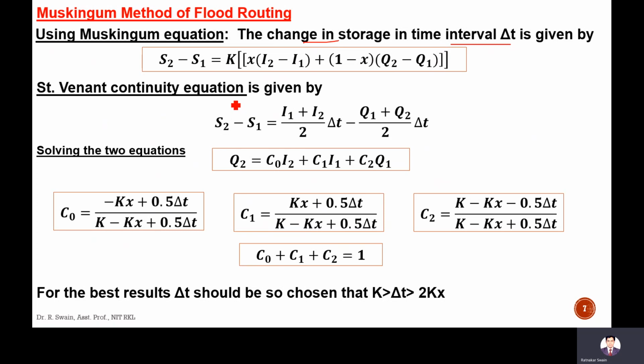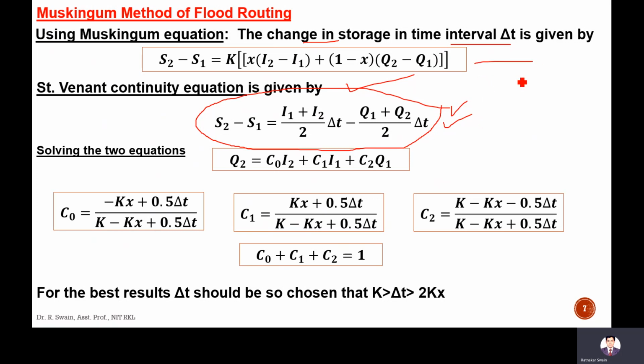And the Saint-Venant continuity equation, that we already discussed in the last class: S2 minus S1, the change in storage, is equal to (I1 plus I2) by 2 into delta T minus (Q1 plus Q2) by 2 into delta T. So this is the continuity equation which is used in hydrologic routing.